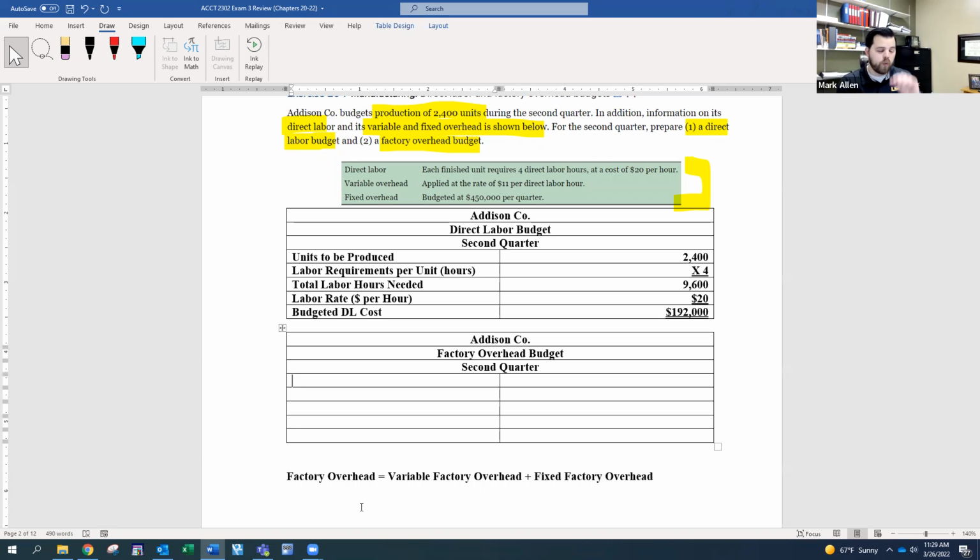So when we read through the question, we are told that our variable overhead is applied at the rate of $11 per direct labor hour. So what do I need to start with? Well, I need to start with my total labor hours needed. And you say, well, where am I going to find that? Oh, you mean that's why we did the direct labor budget first? Exactly. It's exactly why we did this. And so now we can pull this down, and that will just tie in to our computation.